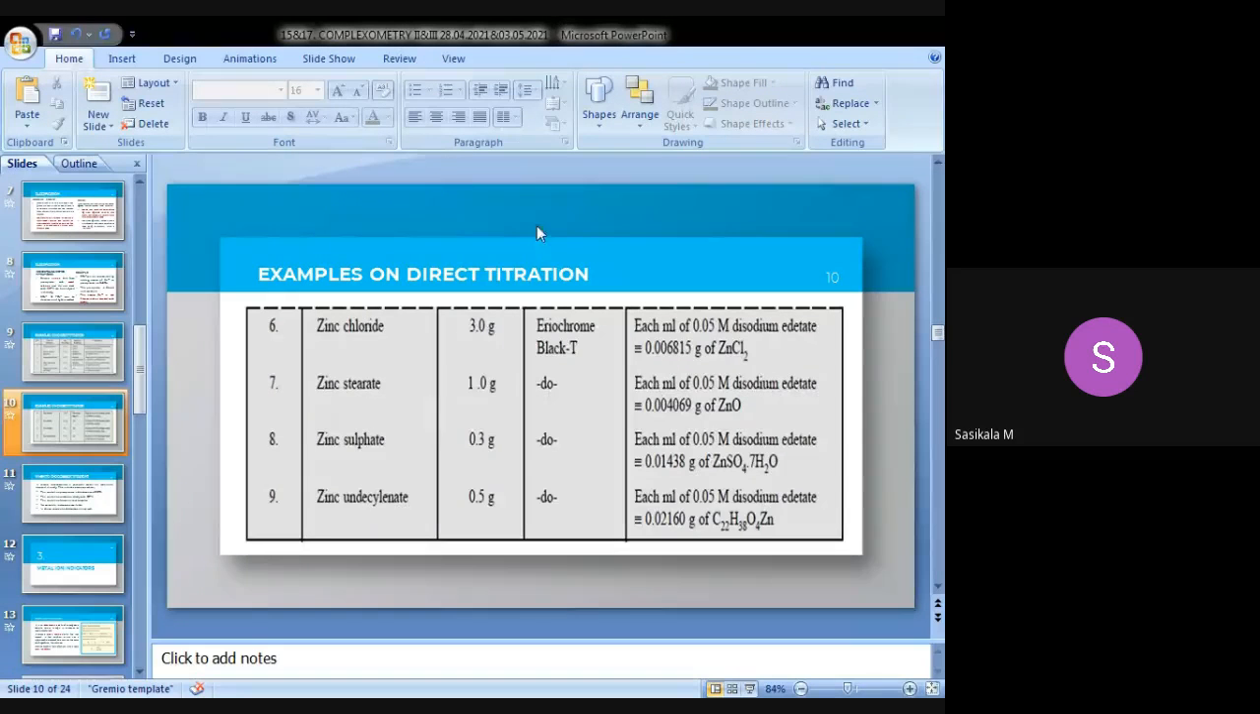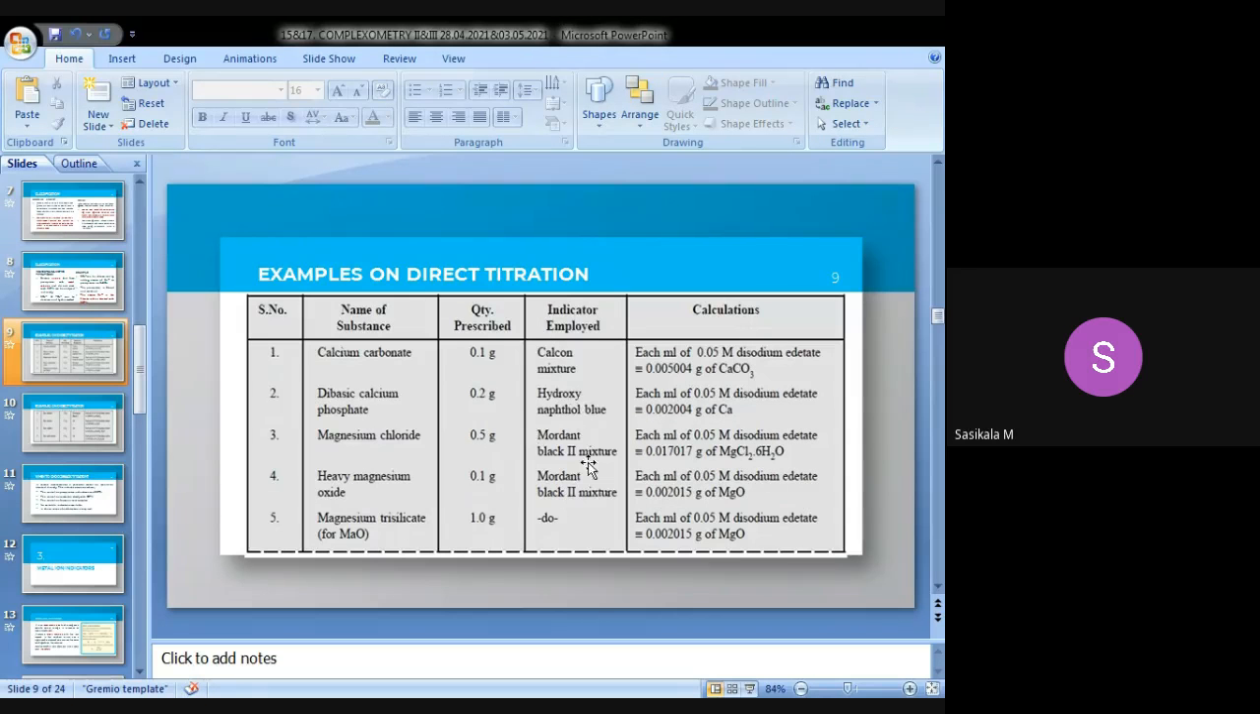EDTA. Here you can see the EBT indicator, Eriochrome Black T, or Mordant Black 2. This is the indicator employed. The titrate will have metal, calcium, magnesium, likewise, where the titrant will be EDTA in complexometric titration, and the indicator is the Mordant Black 2 mixture that we are discussing now, right?